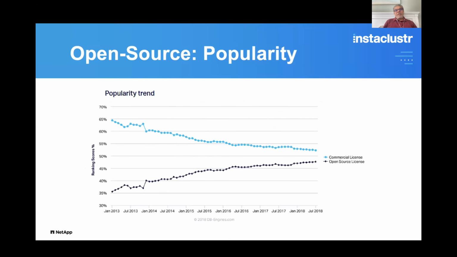This particular diagram is for database technologies, but similar diagrams are available for other technologies. Here, as you can see, the popularity of open source software is increasing, while the proprietary or commercial software is decreasing.